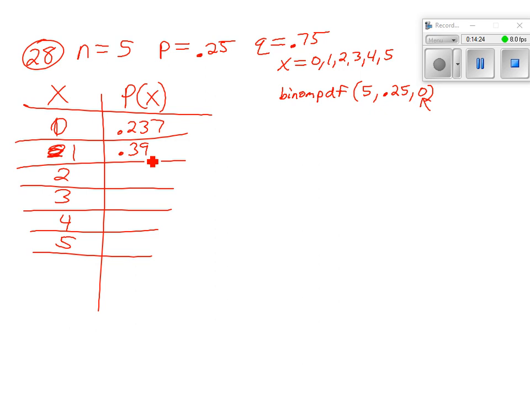0.396, 0.264, 0.088, 0.015, and 0.001. Yes. It's so small. I can't even say that. Get a pair of glasses. Yeah, a magnifying glass.